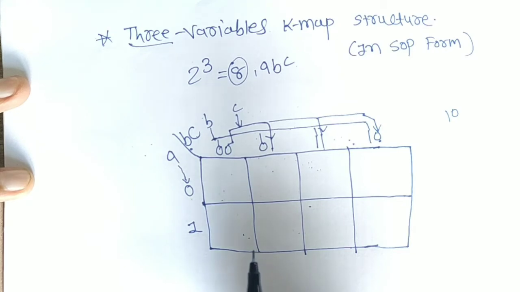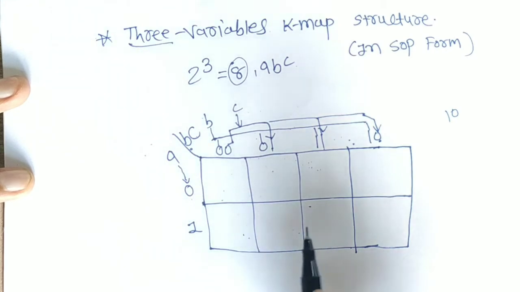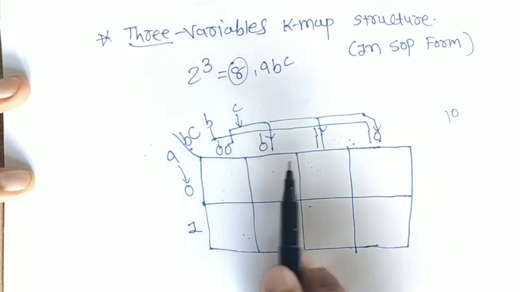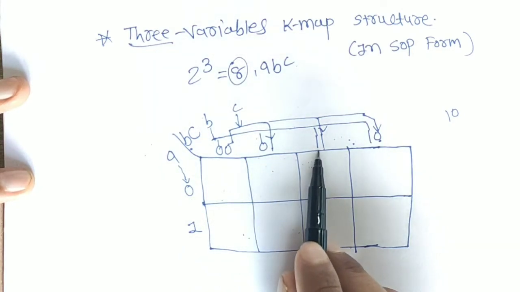I repeat this characteristic again. Whenever we shift from any row to the next row or any column to the next column, at that time only a single variable changes. So if I replace here the 1, 0.